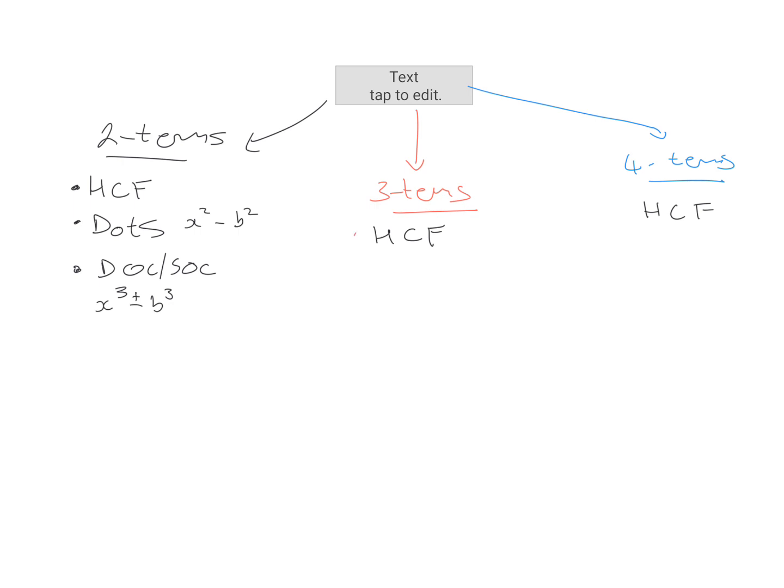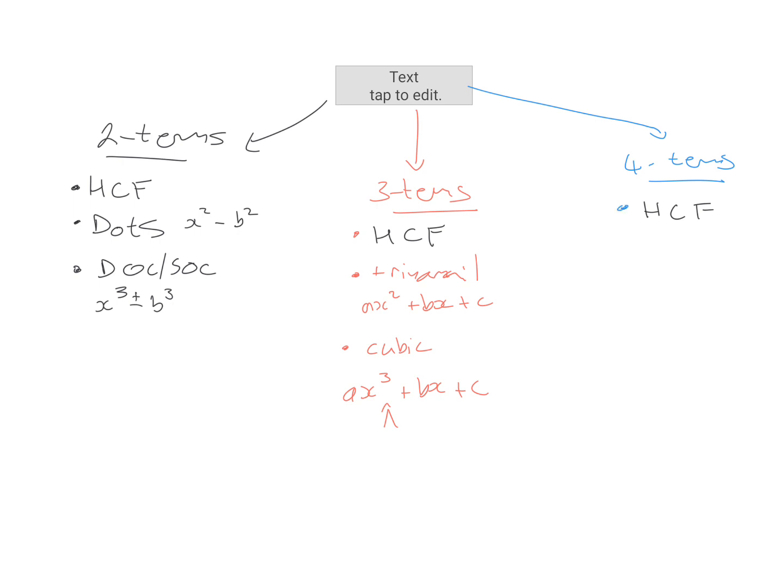If you have 3 terms, what you want to look for, if it's not highest common factor, is a trinomial. Trinomials are generally in the form of ax squared plus bx plus c. And that's generally when you have 3 terms. There's not much else. Sometimes you have cubic functions, which are generally in the form of ax cubed plus bx plus c. So you're missing one of the terms, but that's not a common occurrence.